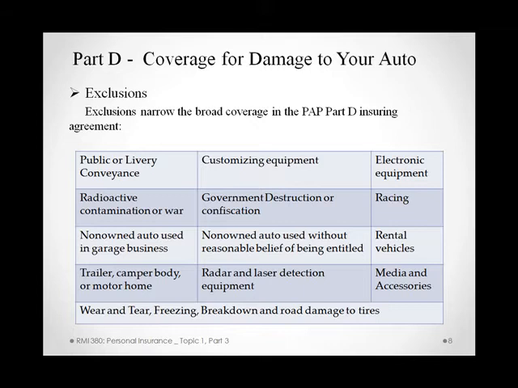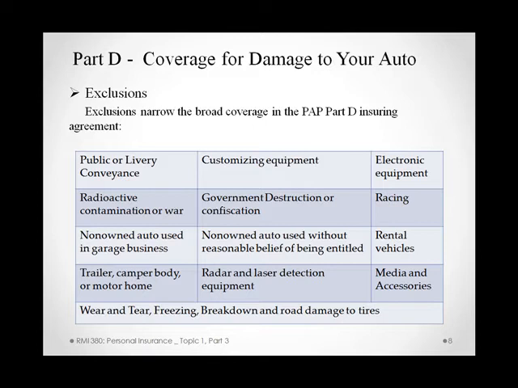Electronic equipment. It includes radios and stereos, CDs, and GPS. They would not be covered unless they come as a part of your covered auto. So if it is factory-installed electronic devices, it would be covered. Other than that, it would not be covered. And the reason being, it's easy to be removed.